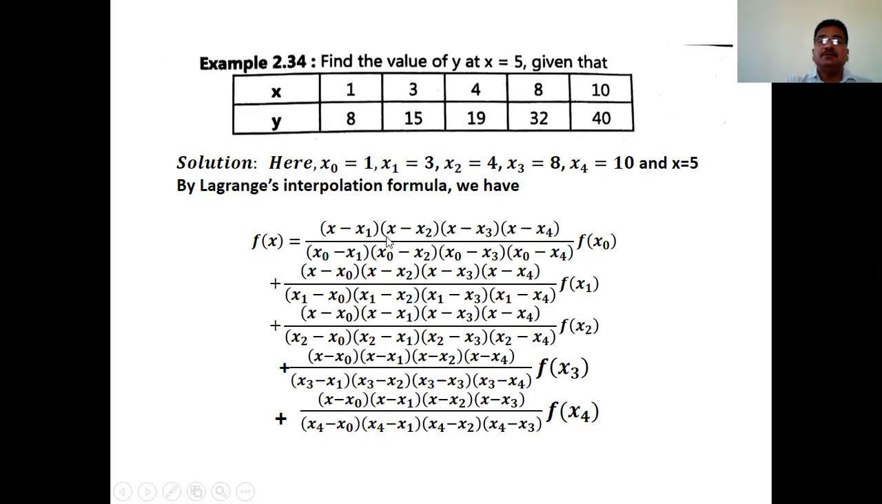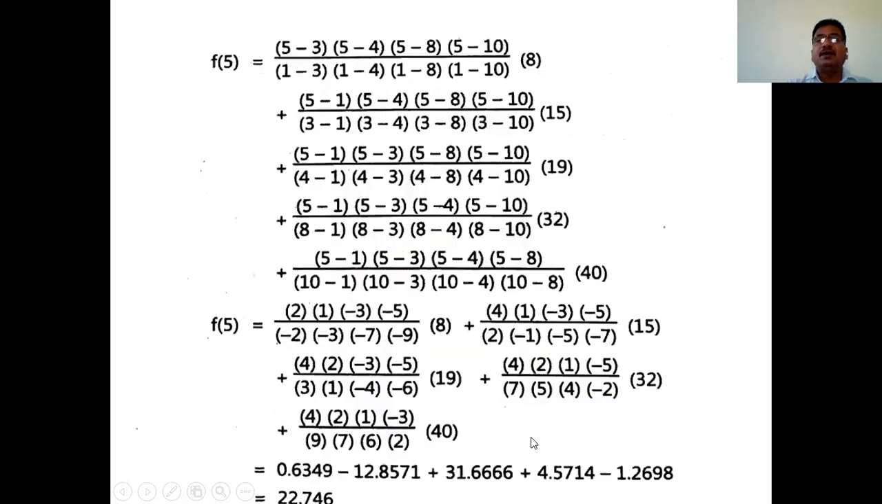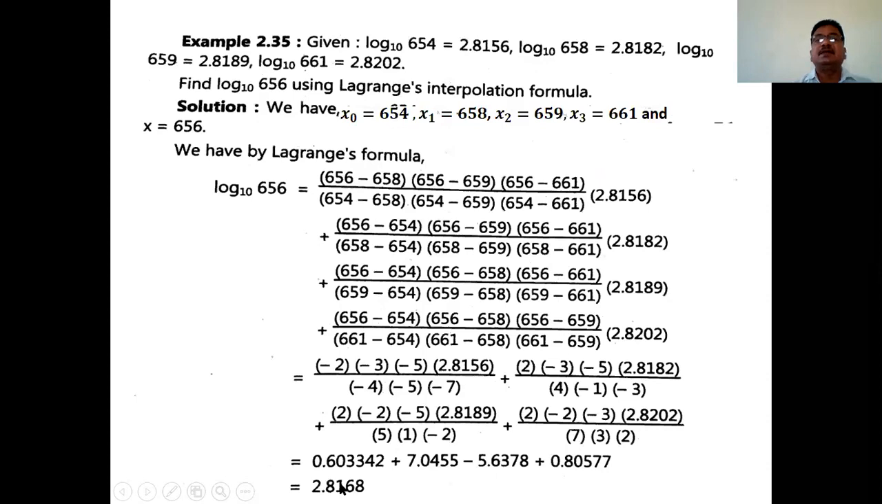So in this first term, there is no x minus x naught. Here is no x minus x1. Here is no x minus x2. Here is no x minus x3. And here is no x minus x4. So substitute all the values given in the table, and we have the answer 22.746.